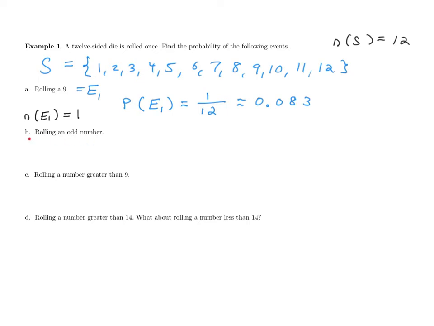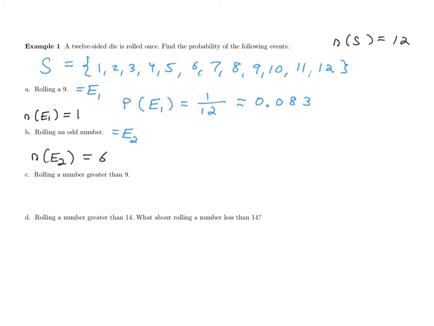Let's do that again for part B. Rolling an odd number, and I'll call this event E sub 2. We're still using this formula of the number of things in here divided by the number of things in here. So I know we're always dividing by 12. The question is, how many things are in the sample space for E sub 2? Well, it's a subset of this set, so I just need to count the number of odd numbers from here to here. 1, 2, 3, 4, 5, 6. That's it. There are exactly 6 of those things.